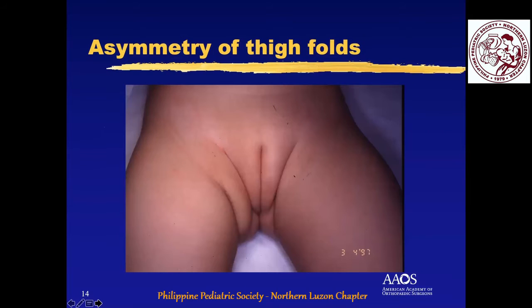In a patient who is very young, sometimes the earliest symptoms can be something like this. When you examine the patient, take off his swaddling clothes and his diaper, you'll see an asymmetry of the thigh folds.